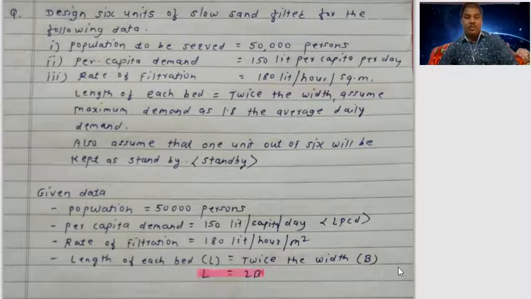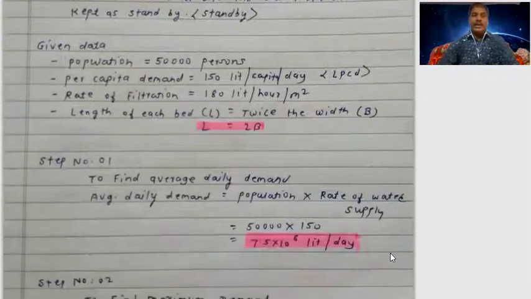Again, for solving the problem, the data given is: population is 50,000 persons, per capita demand is 150 liters per capita per day, that is LPCD. Rate of filtration is equal to 180 liters per hour per square meter, and length of each bed is L equal to twice B, that is twice the width of the bed. Then you have to solve the problem.